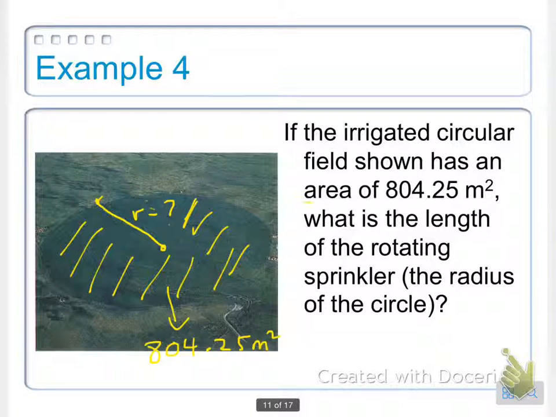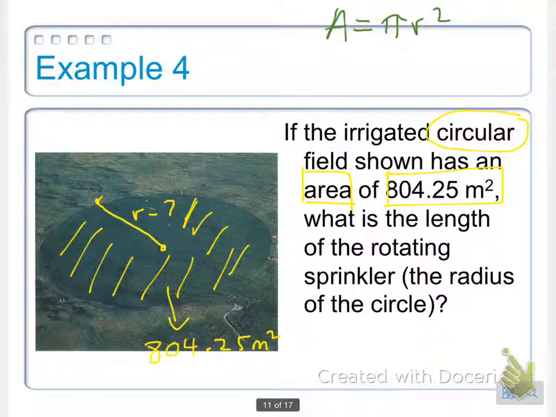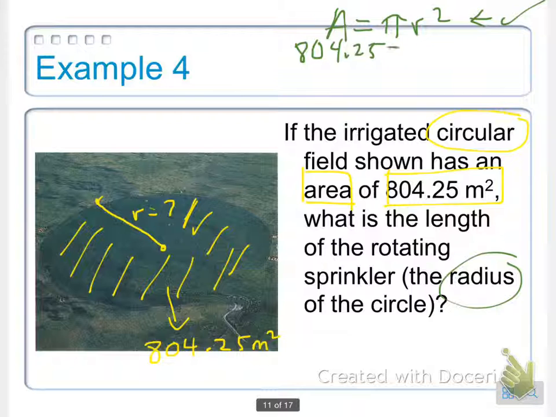So since I've got area, which is this, and I'm dealing with a circle, I probably want to use the circle formula. So let me change the pen color so we can see it here. So I want to use the area of a circle is pi r squared. And they want me to find the radius, so this works. This formula is great. So I'm just going to put my numbers in. 804.25 equals pi r squared.